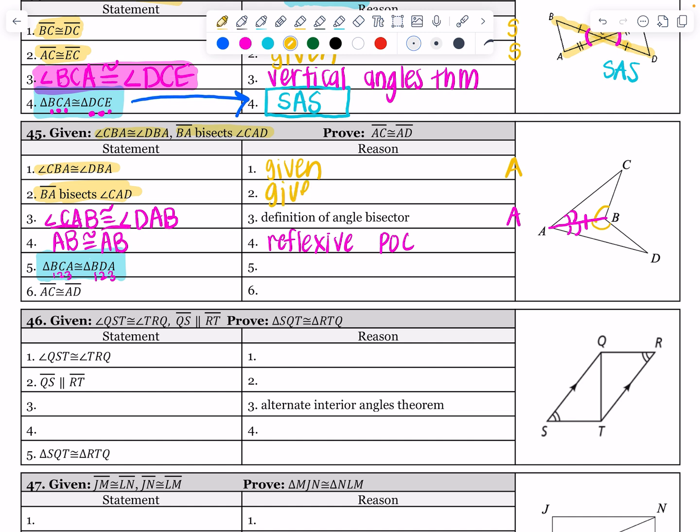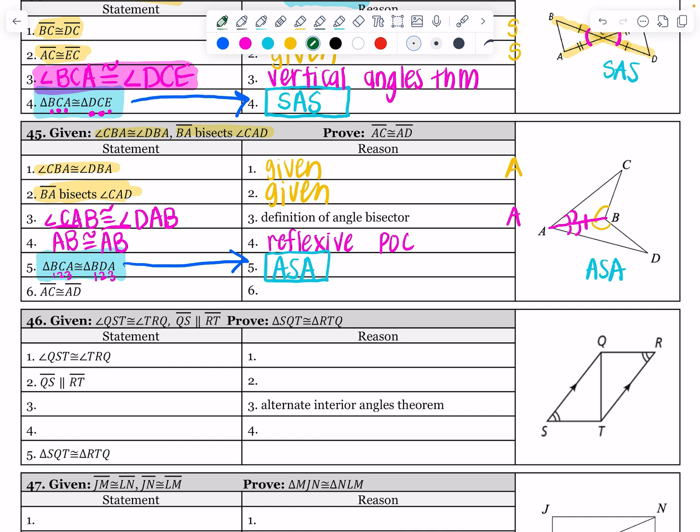This was one of our givens that we added to the picture. And so we have the reflexive property of equality. And then, of course, that is going to be angle side angle as my shortcut. I immediately know that I'm going to have one of my shortcuts listed next to that. So these triangles are congruent by angle side angle.